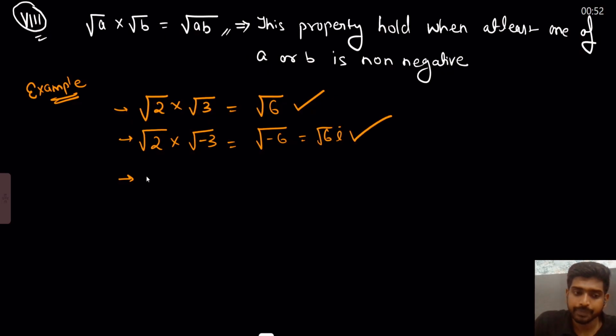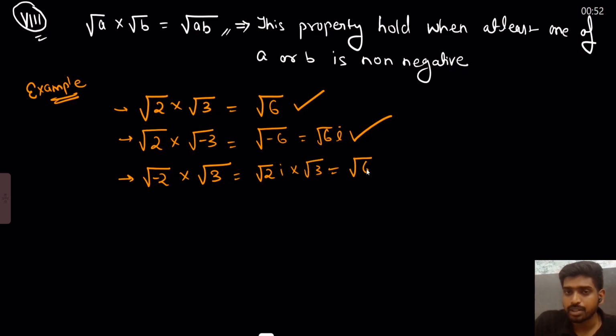If they give under root of minus 2 multiplied by under root of plus 3, this is also correct, because here I can write under root of minus 2 as under root 2 into iota, multiplied by under root 3. This will be under root 6 into iota. Got it? This is also correct.